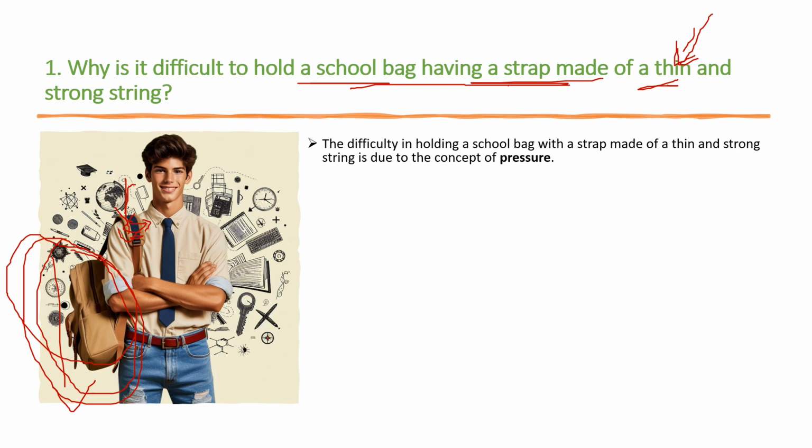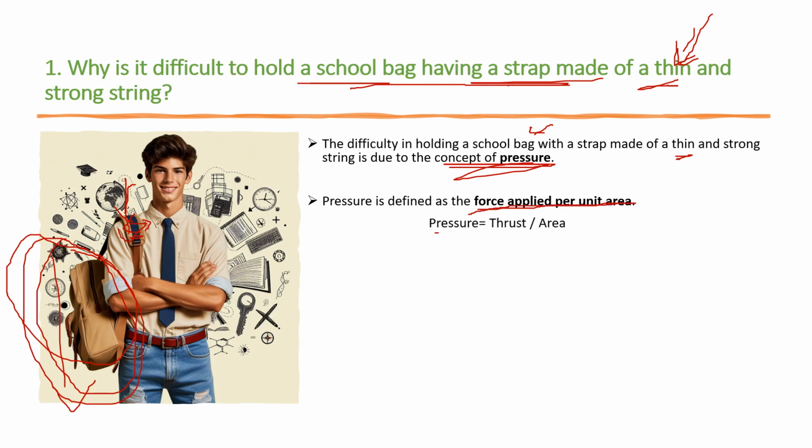So the difficulty in holding a school bag with a strap made of a thin string is due to the concept of pressure. We learned pressure, right? What is pressure? Pressure is thrust acting per unit area. Pressure is defined as force applied per unit area, right? Pressure is thrust per unit area.